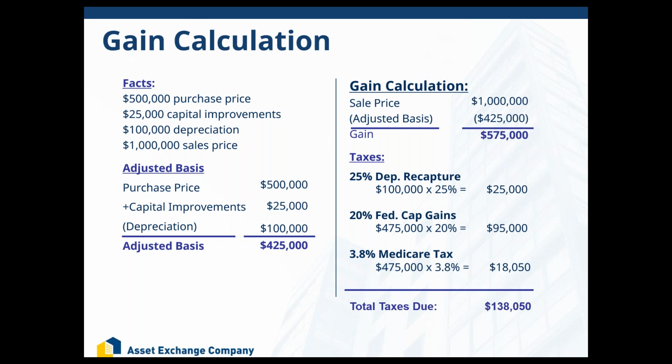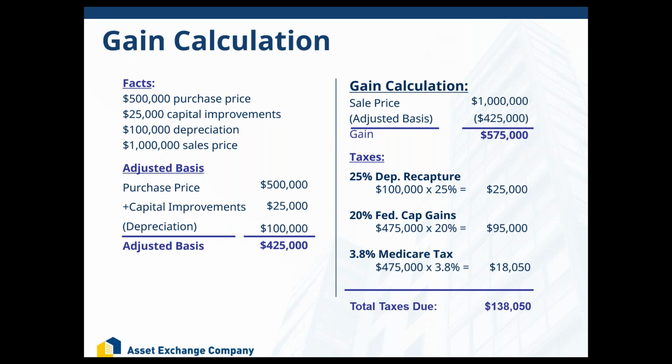So in order to calculate what the taxes are, the first thing you need to do is calculate what they refer to as adjusted basis. The way you do that is you take the original purchase price of $500,000, add back the $25,000 worth of capital improvements, and then deduct the depreciation of $100,000. That's going to give you an adjusted basis of $425,000.